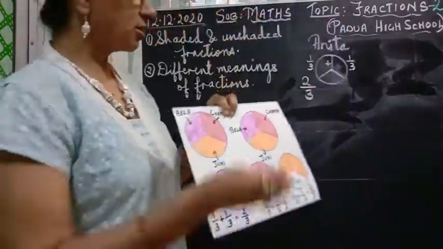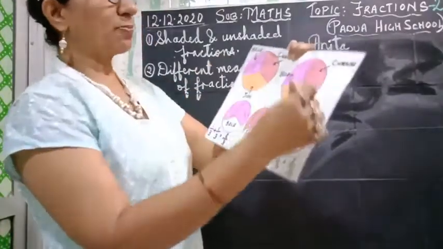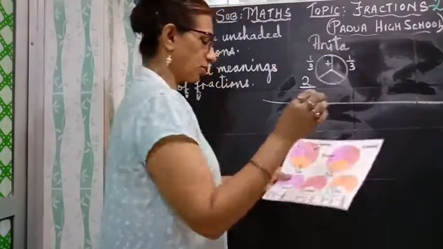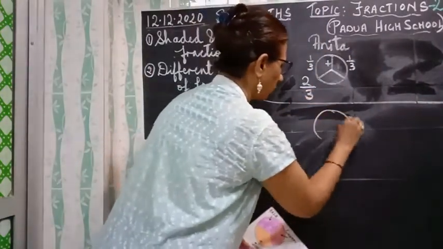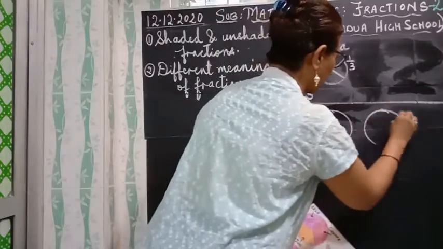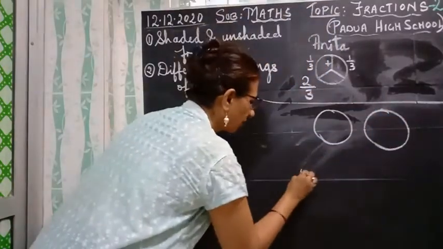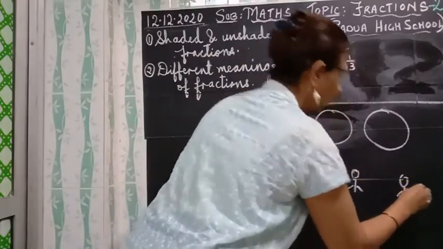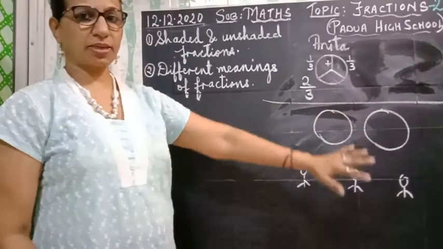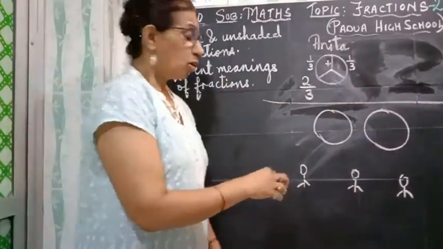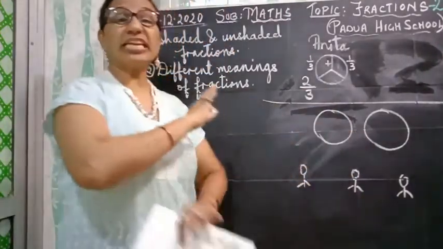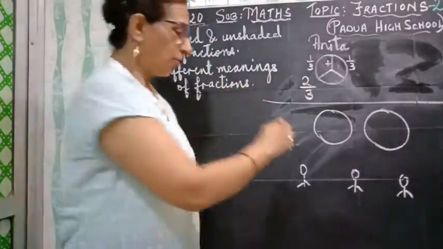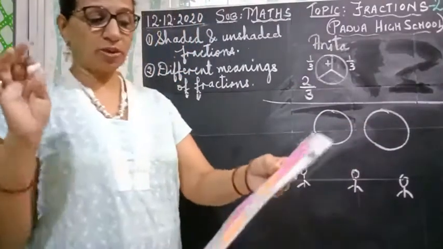Let us see that over here. Suppose here we have 2 chapatis. I'm just drawing here 1 and 2. And how many girls are we having? We have 1, 2 and 3 girls. Can you see, children? 2 chapatis and 3 girls. Now I have to divide these 2 chapatis equally among these 3 girls. How are we going to do it?